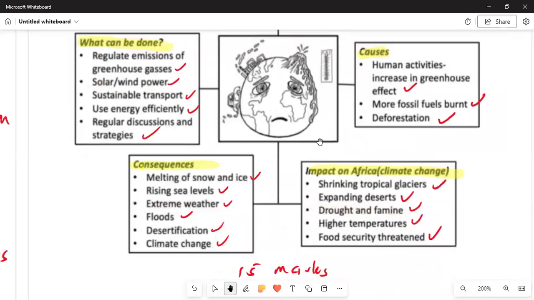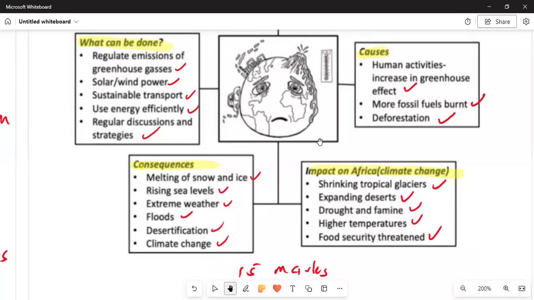And if we are moving on again, we can be asked what the consequences of global warming are. Number 1, the melting of the snow and ice takes place. Number 2, rising of the sea levels. Number 3, extreme weather conditions. Number 4, floods take place over areas. Number 5, there is desertification. Number 6, there is climate change.